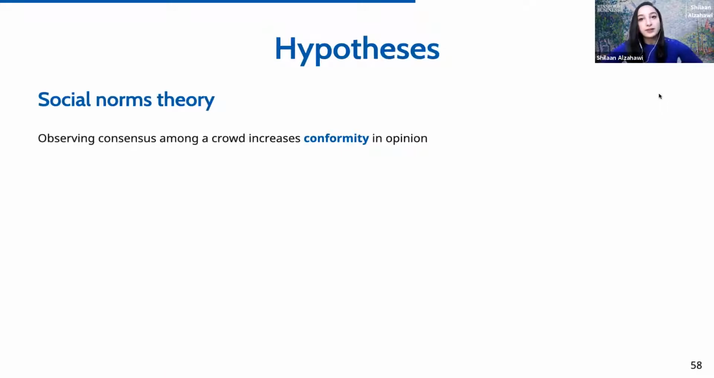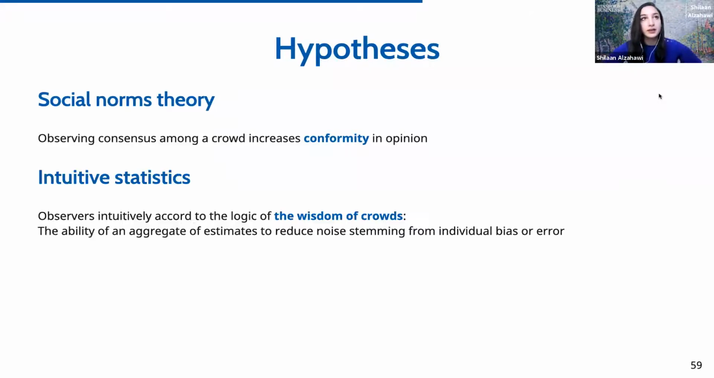Now, in terms of the hypothesis, we base our hypotheses on 3 lines of thought. First, in line with social norms theory, we expected that observing consensus among a crowd, so the consistent crowd condition, would, compared to the conclusion of a single scientist, increase conformity in opinion. Now, second, in drawing from work on intuitive statistics, we also expected lay people to intuitively accord to the logic of the wisdom of crowds, the idea that several estimates can reduce noise stemming from individual bias or error.